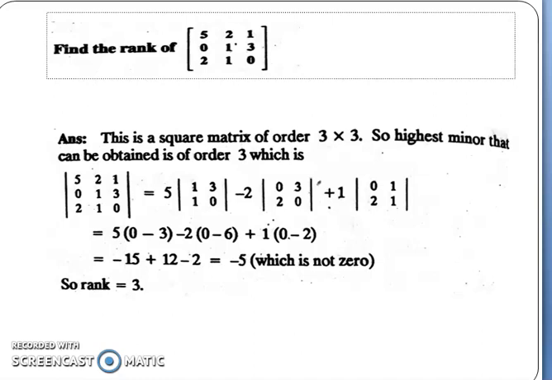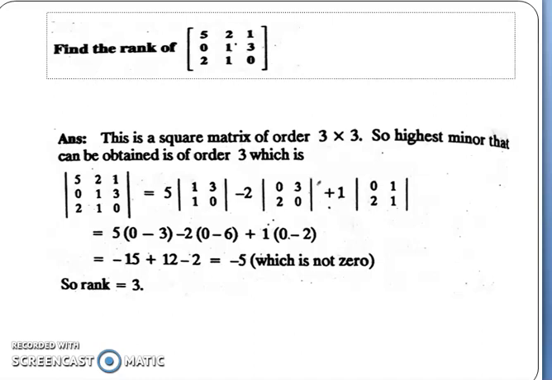That is, the determinant of 5 2 1, 0 1 3, 2 1 0 is equal to 5 into the determinant of 1 3, 1 0, minus 2 into the determinant of 0 3, 2 0, plus 1 into the determinant of 0 1, 2 1, which is equal to 5 into (0 minus 3), minus 2 into (0 minus 6), plus 1 into (0 minus 2), which is equal to minus 15 plus 12 minus 2, equal to minus 5, which is not 0. So the rank is 3.